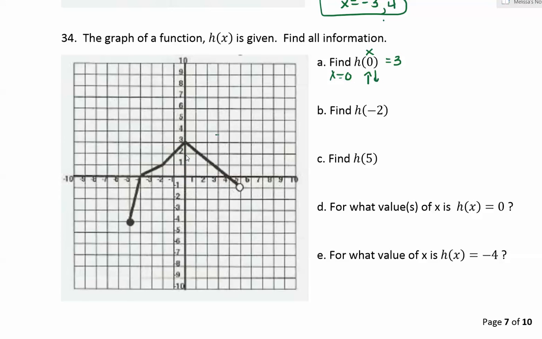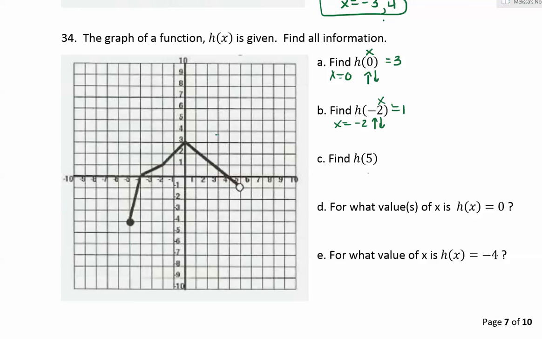Next, let's find h of -2. So go to x equals -2 and go up or down to hit the graph. At x equals -2, I have to go up to hit the graph, and it corresponds to y equals 1. So h of -2 is equal to 1.